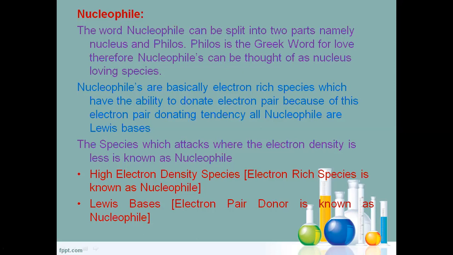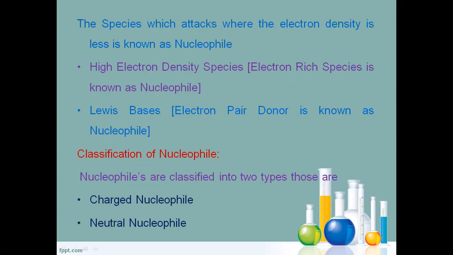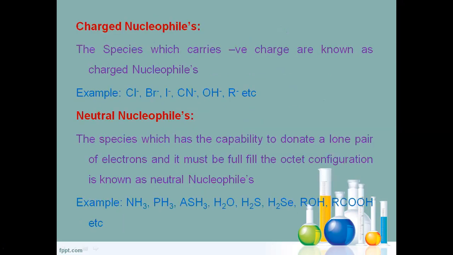Nucleophiles are classified into two categories: charged nucleophiles and neutral nucleophiles. Charged nucleophiles are the species which carry a negative charge. The species which has the capability to donate a lone pair of electrons is called a neutral nucleophile.